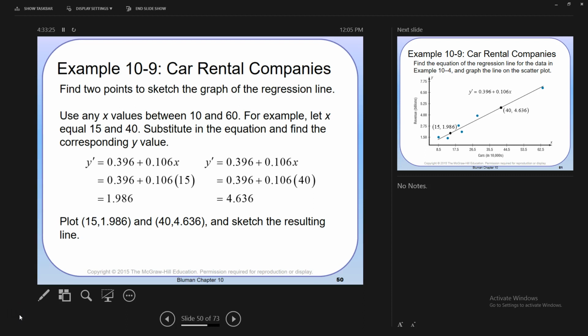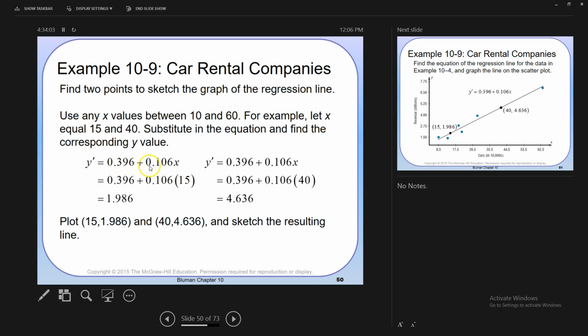So here's a continuation of a problem that we saw in section 10.1 with the car rental companies. We had used that data to create a scatter plot. Now we're going to look at, and this is something that you are responsible for, if you're given that line of best fit, could you put that line of best fit onto the scatter plot? So it says find 2 points to sketch a graph of the regression line. So they've already calculated the regression line. This is the equation for the regression line that you would get from that big long formula. Again, you'll be given this. So now that we have that, can we put that line on the graph? And the answer is yes.